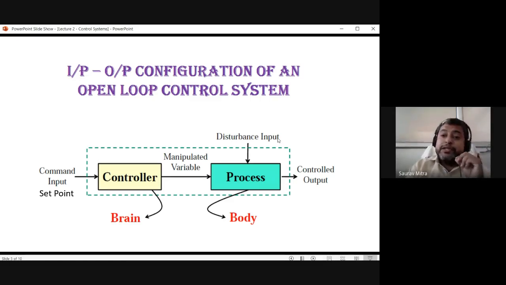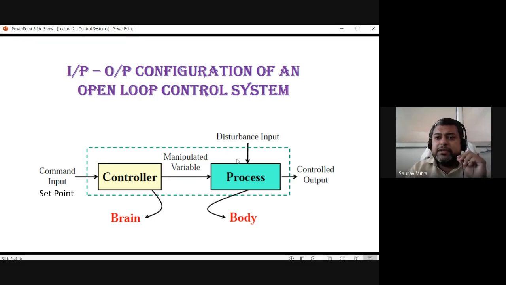Why is a controller required? I am teaching you and you are understanding. So I am the controller, you are the student, you are the process, you are gaining knowledge. Now there are certain disturbances. What is a disturbance? Maybe suddenly your friend is calling, let's go and play, or let's go and watch a movie. So continuously the process will be under some external disturbance.